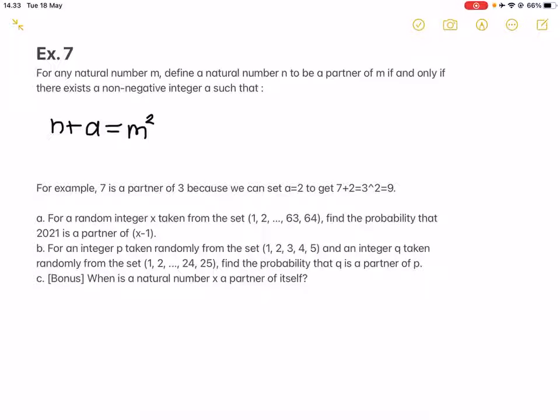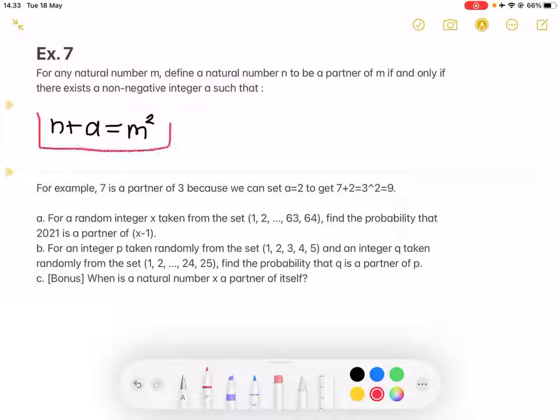Alright, so here's example 7 for probability. For any natural number m, define a natural number n to be a partner of m if and only if there exists a non-negative integer a such that the following equation holds. So n plus a is equal to m squared.